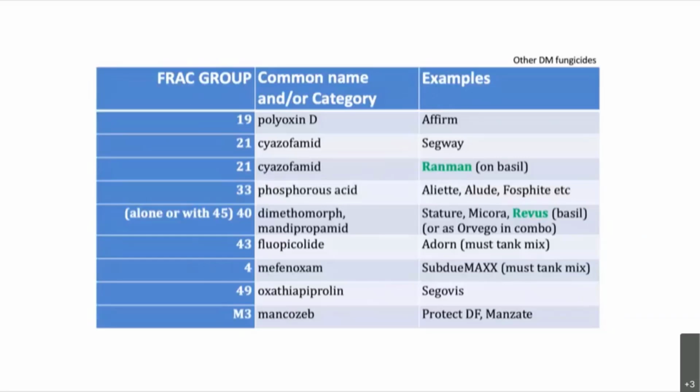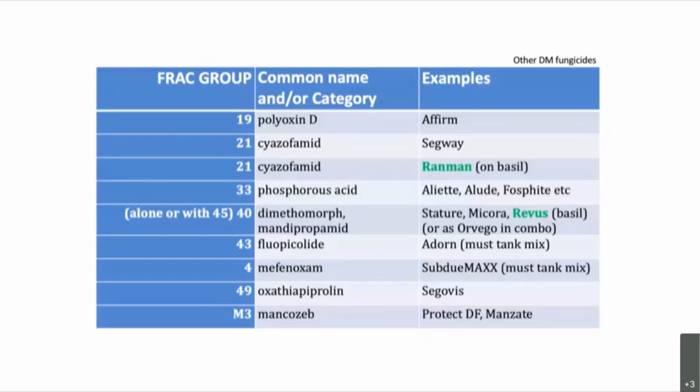If, however, you can use traditional chemistry, there are some very effective materials against downy mildew. And that includes the polyoxin D and the thiazolidine materials. And again, the phosphorous acid, the dimethomorph or mandipropamid, the fluopicolide, mefenoxam, oxathiapiprolin, and mancozeb. And another point to make here is that with two of these products, the Adorn or the Subdue Maxx, you're required to tank mix them with something else that's effective when you use them against downy mildew. So make sure you're paying attention to that ruling that's on the label of the materials.